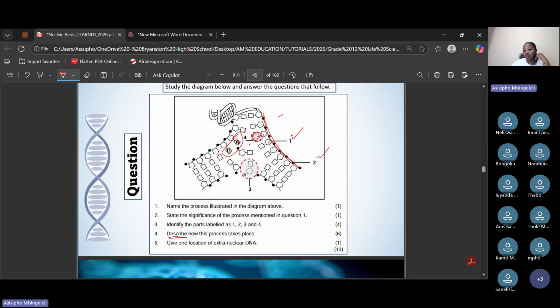That is 6 marks. So how we mark, as much as there's 9 or 8 points there, we will look for 6 marks. So don't just say you're going to write the first 6 points, because they can change the mark allocation for that particular year.